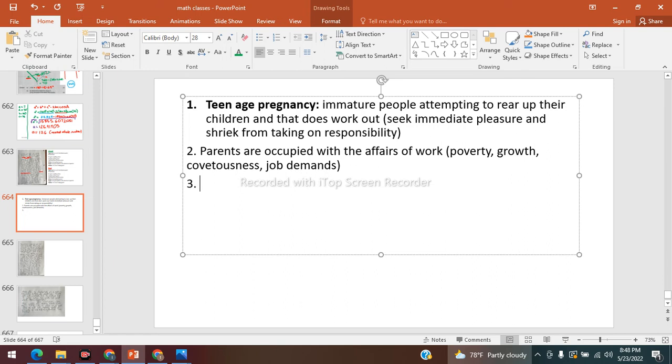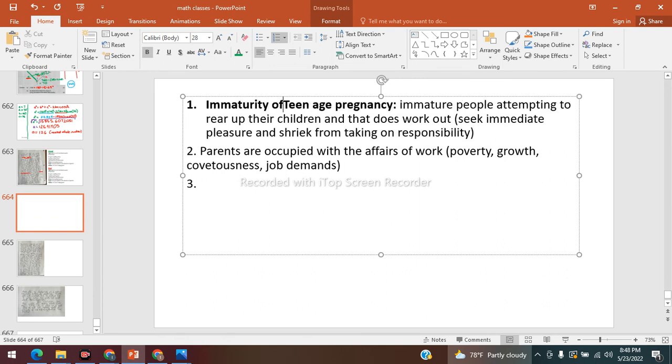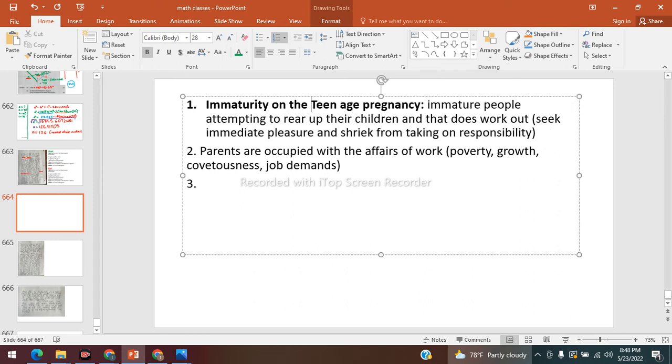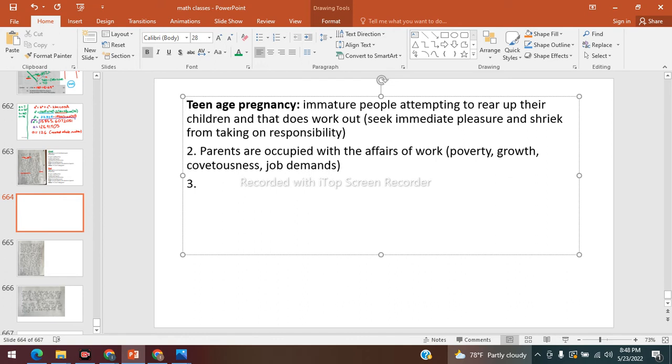But we talk about immaturity on the part of the parents, and so maybe what we could do is say, instead of making teenage pregnancy the broad aspect, maybe we can say immaturity on the side of... no, I don't want to deal with that, because then that would be too broad a thing. Let's just keep it with teenage pregnancy.